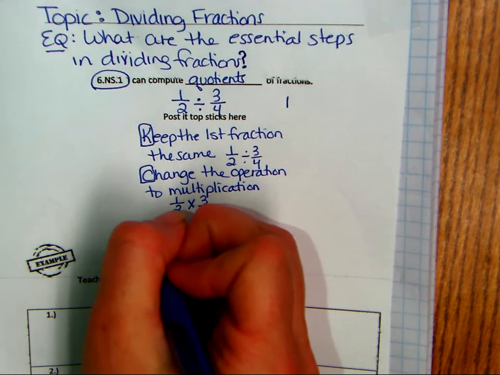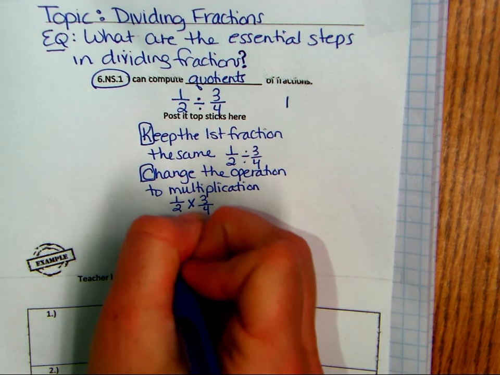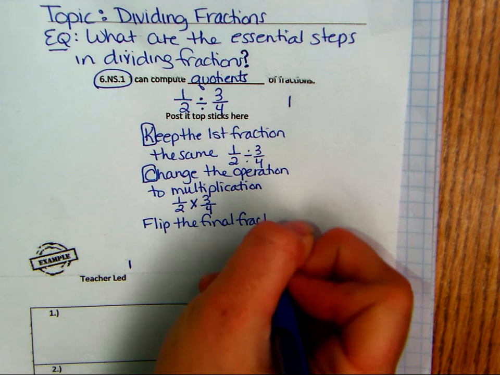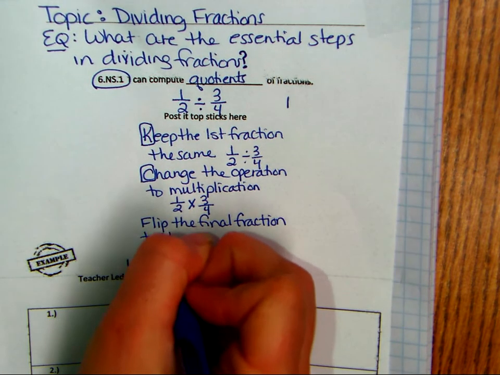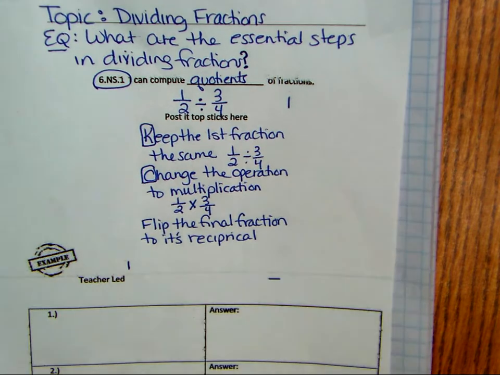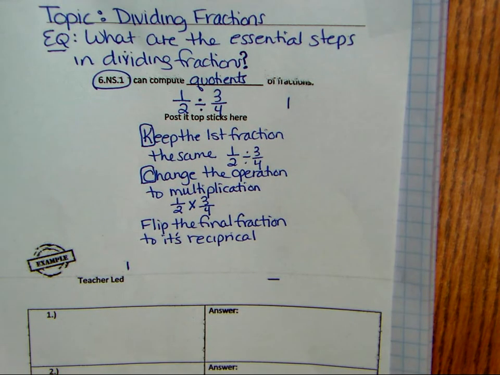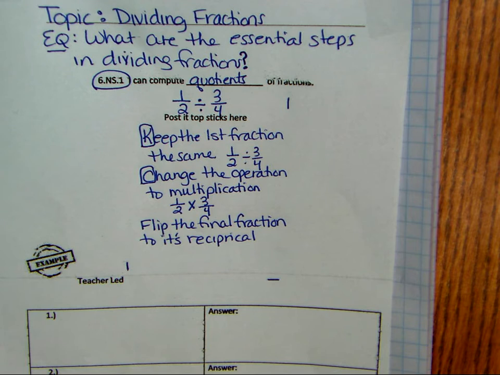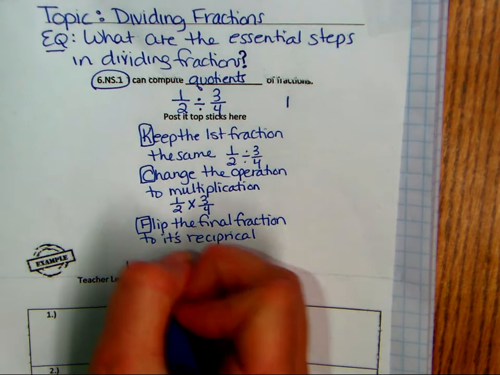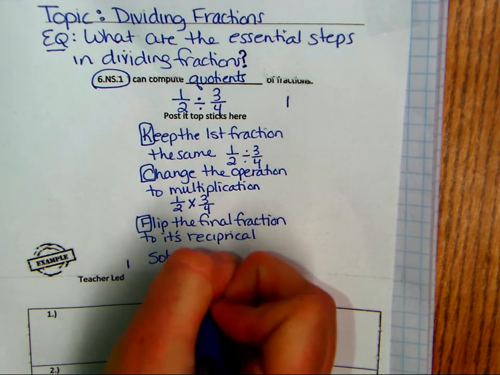And then I'm going to flip it. Flip the final fraction to its reciprocal. Now, a reciprocal is just a very mathy term for, we're going to flip-flop the fraction, and we're going to put the denominator as the numerator and the numerator as the denominator. I call it the flipper-flopper. I don't know why, but I like to, and that's what we're going to call it. So we flip the reciprocal. When you've done all those things, all that's left to do is to solve and simplify.